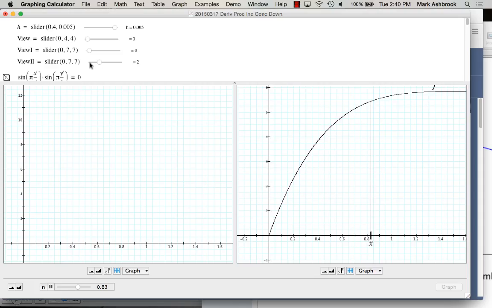This only works if h is 0.4. Okay, so this is the version we had before, right? Here's what we're going to transition to. This is going to be the new and improved version. Ready?